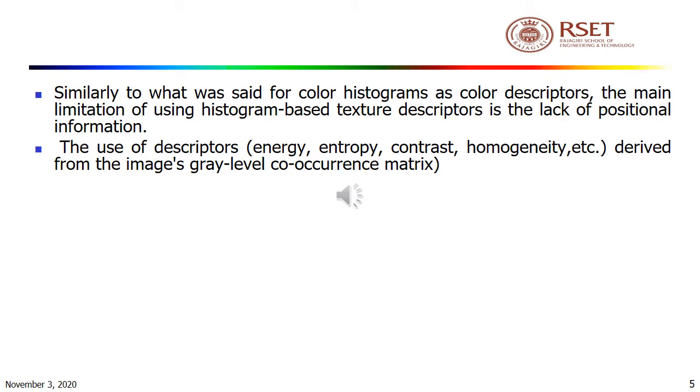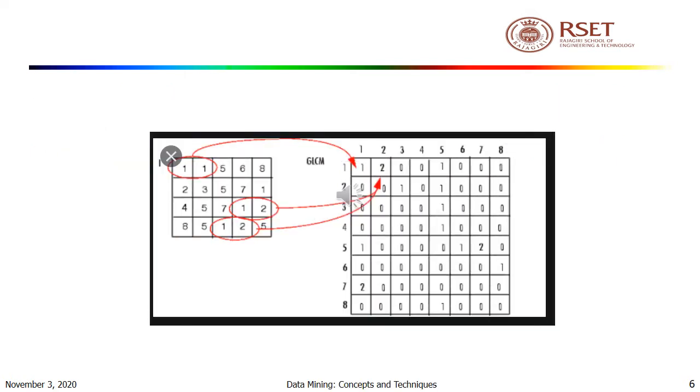Similarly to what was said for color histograms as color descriptors, the main limitation of using a histogram-based texture descriptor is the lack of positional information. Descriptors like energy, entropy, contrast, and homogeneity can be derived from the gray level co-occurrence matrix. This is an example of GLCM.